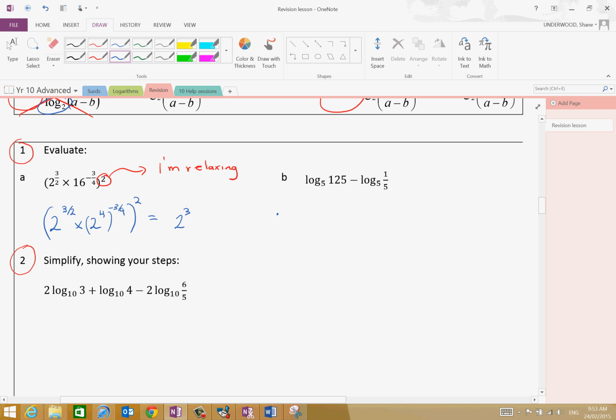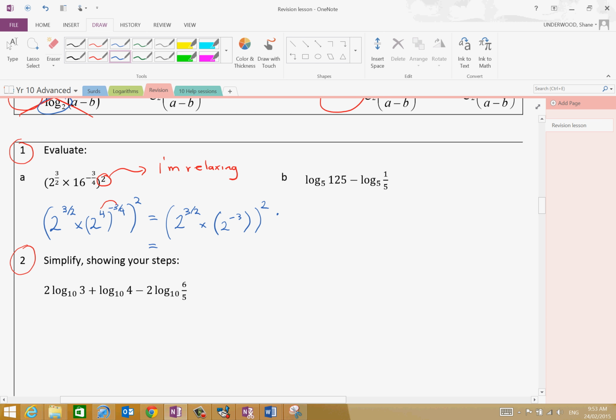So we've got 2 to the power of 3 over 2 times, let's apply this out, and we went through this just before, so I won't go through it again. 4 times negative 3 over 4 is negative 3. 2 to the negative 3. I didn't really need that bracket, but anywho. Okay, and then that's squared.